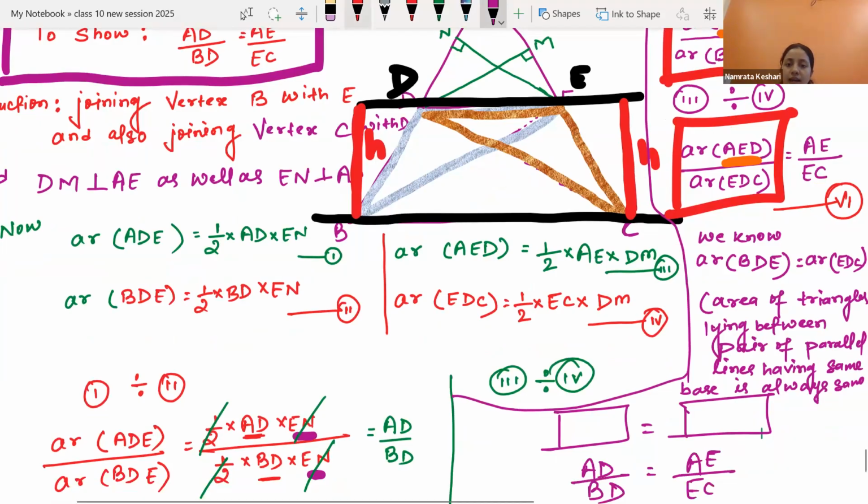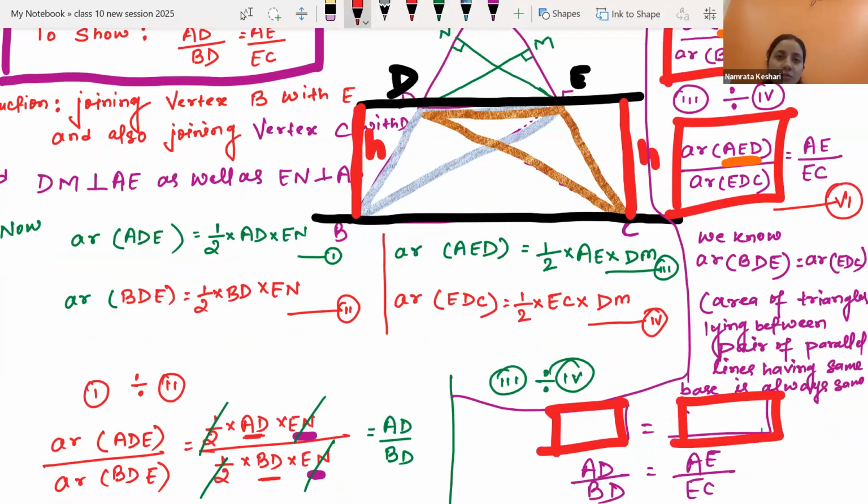Okay, since this rectangle and that rectangle are same, if you are wondering why I'm saying rectangle, just copy paste that area of ADE by area of BDE is same as area of ADE by area of EDC. Therefore, AD by BD is equal to AE by EC. Got it?